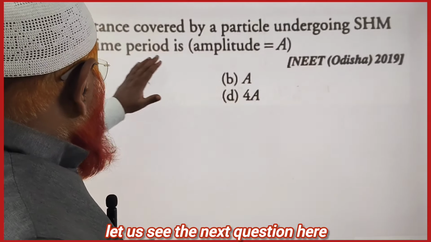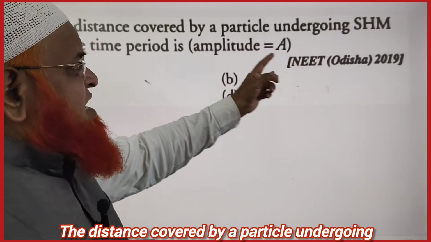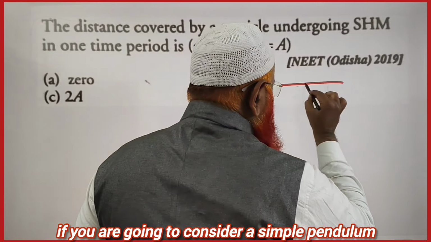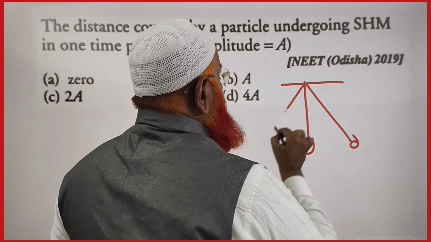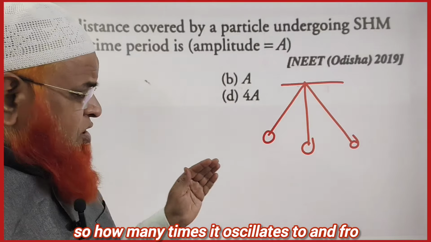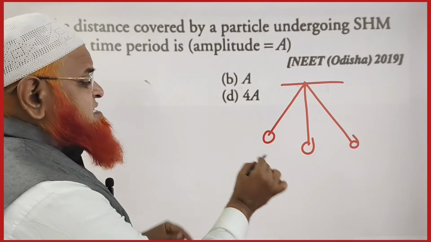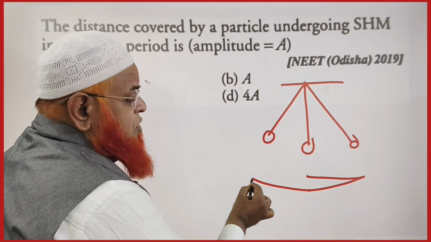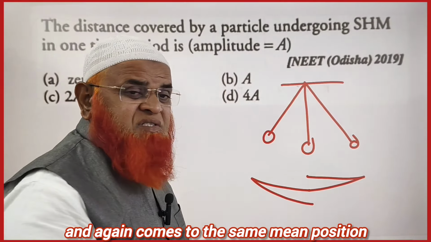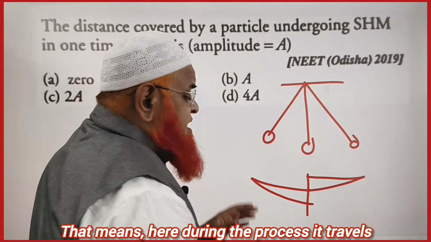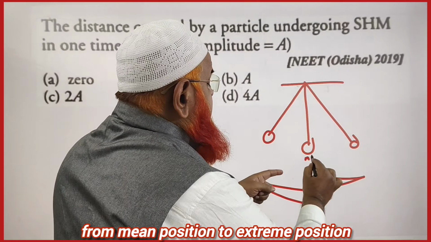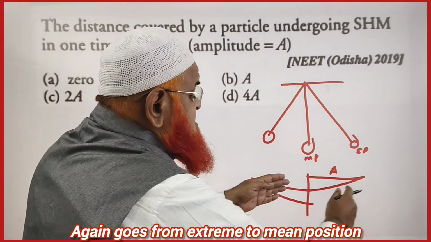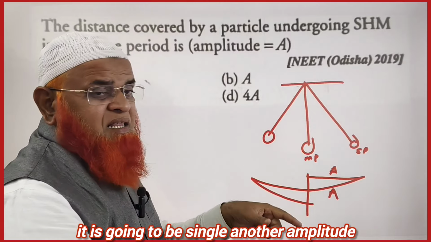My dear students, let's see the next question here. The distance covered by a particle undergoing simple harmonic motion in one time period. If you consider a simple pendulum, how many times does it oscillate to and fro? Just see here now. It starts from the mean position, goes to the extreme position, comes again to the mean position, goes to the other extreme position, and again comes to the same mean position. During the process, it travels from the mean position to the extreme position, that is an amplitude. Again from extreme to mean position, that is another amplitude.